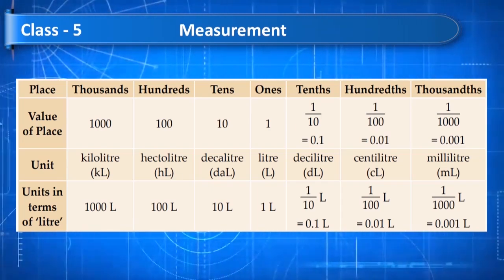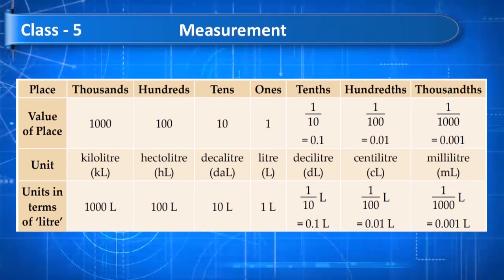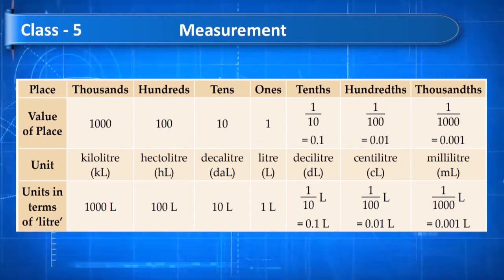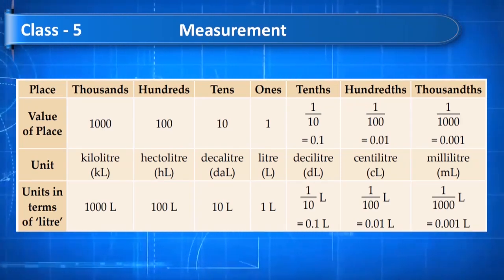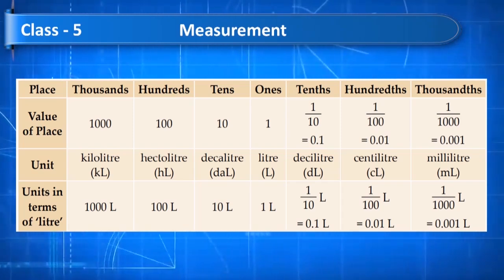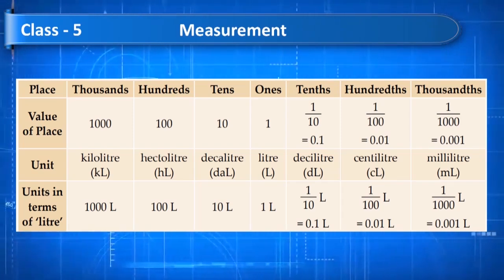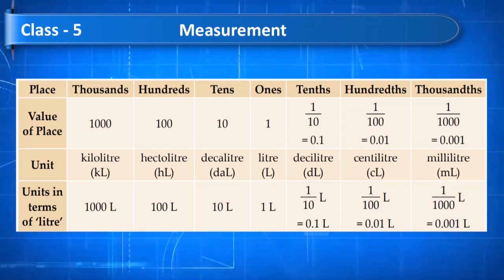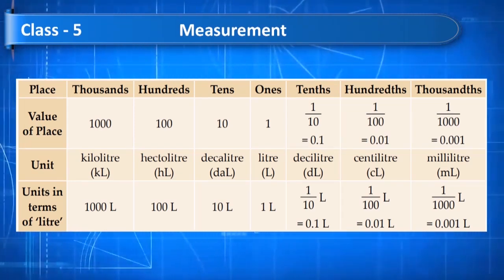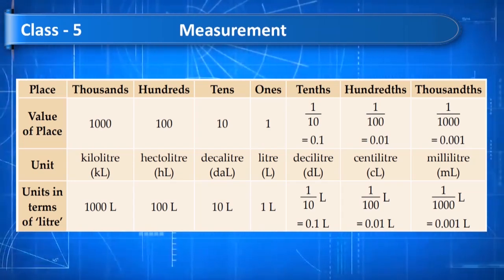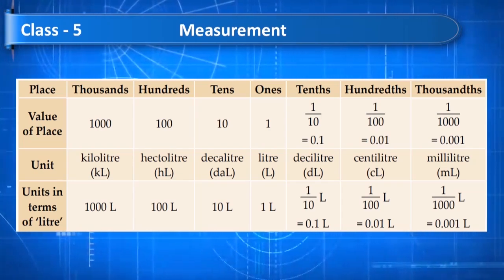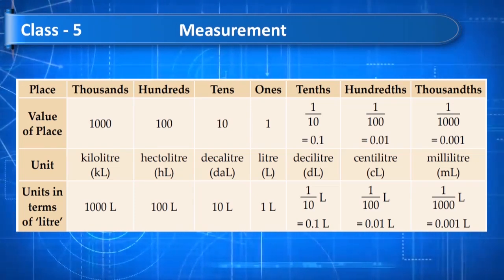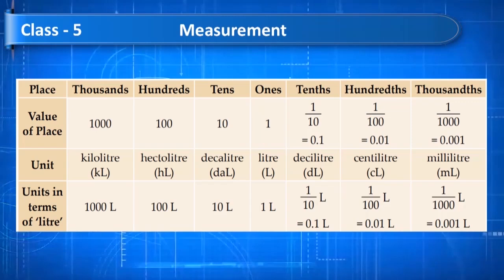Similarly, at the tenths place, the place value is 1 by 10 or 0.1, that is, a deciliter is equal to 1 by 10 liter or 0.1 liter. Similarly, at the hundredths column, the place value is 1 by 100 or 0.01. So, the unit centiliter is equal to 1 by 100 liter or 0.01 liter. At the thousandths column, the place value is 1 by 1000 or 0.001. So, the unit milliliter is equal to 1 by 1000 liter or 0.001 liter.